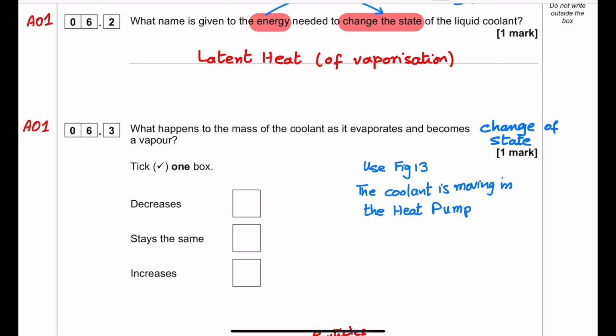6.3 is an AO1 question. What happens to the mass of the coolant as it evaporates and becomes a vapor? We know that the coolant is moving from the liquid state to the gas state. It means that the total mass of the coolant within the heat pump always remains the same. It just changes the state from liquid state to gaseous form, but the total mass of the coolant always remains the same. So the mass of the coolant stays the same.